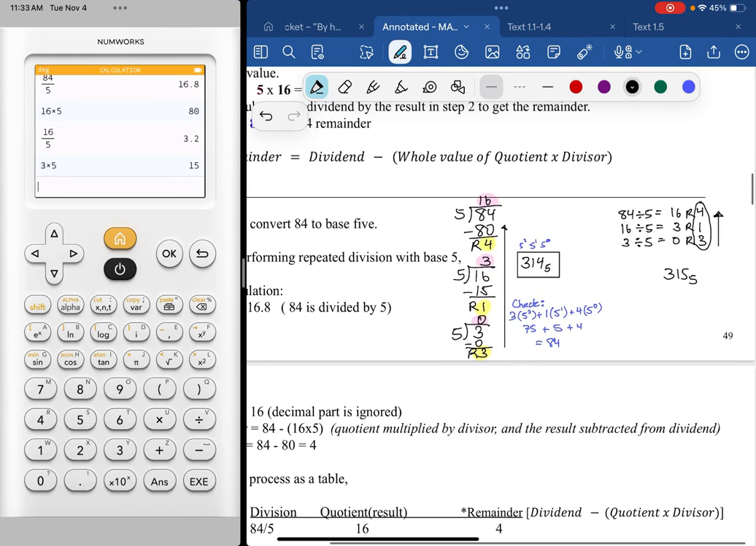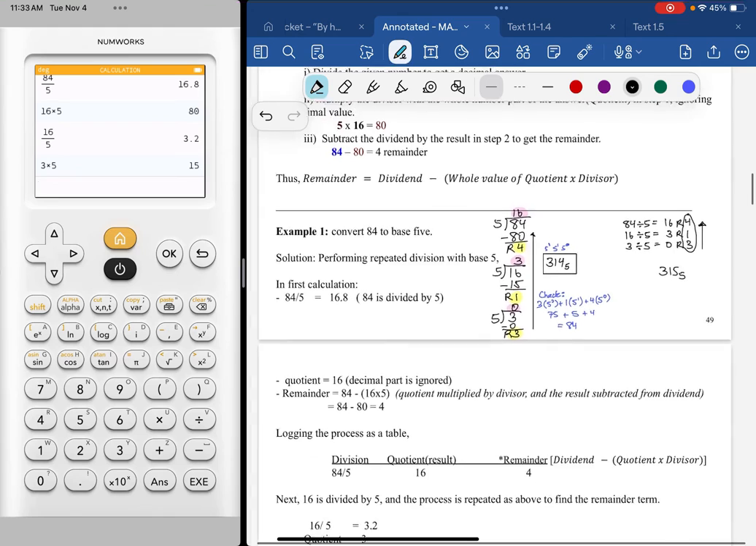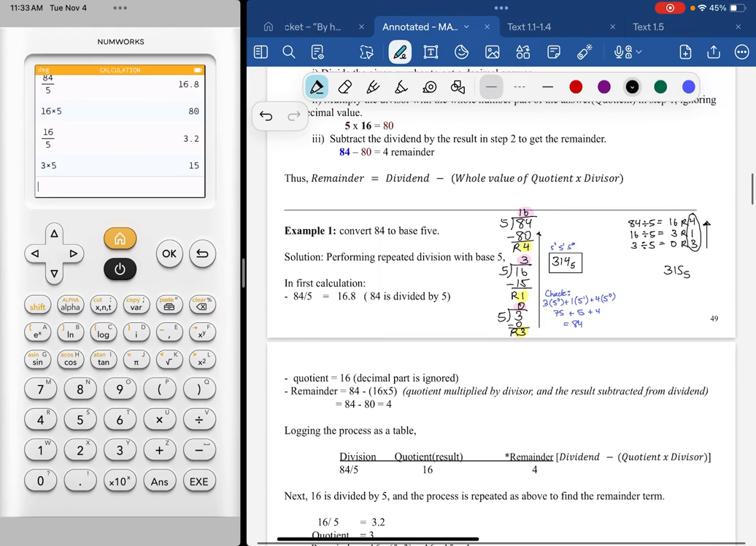All right. So that's the shorter way of doing it. It's not for everyone. Whatever makes more sense to you. But the algorithm works no matter what base you're converting to from base 10.